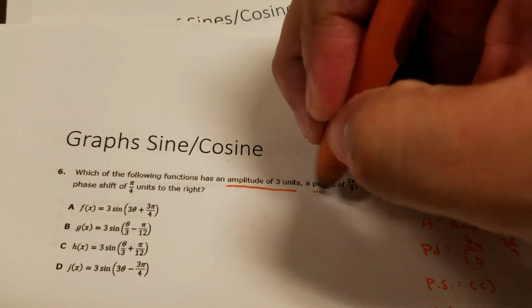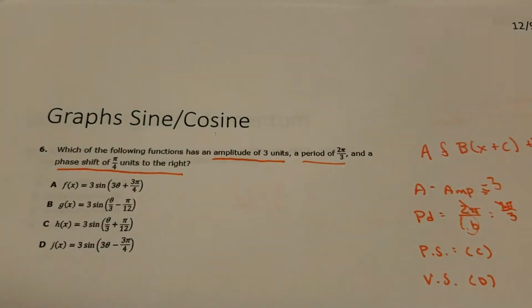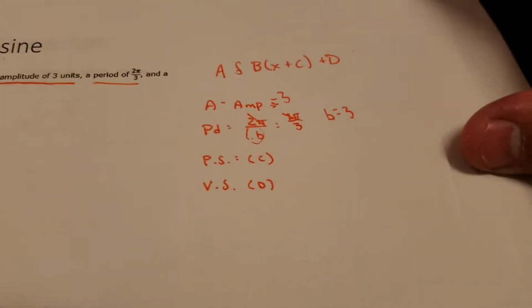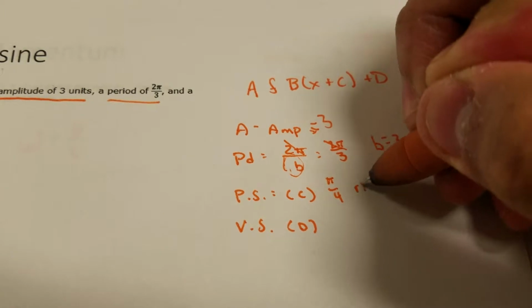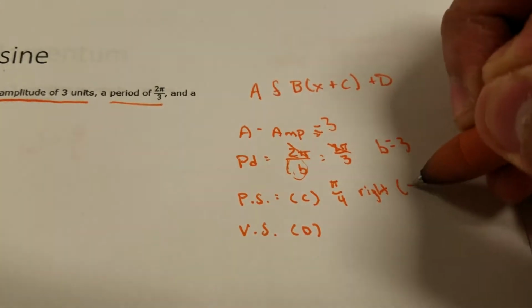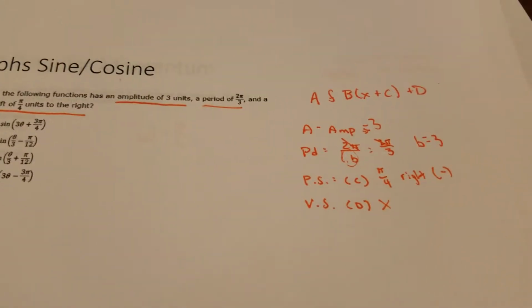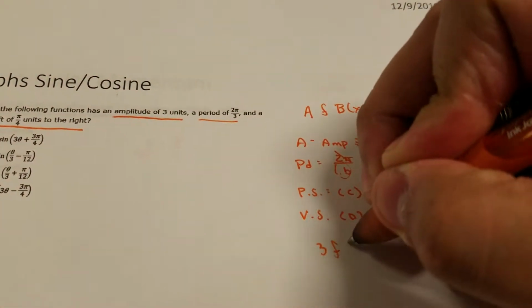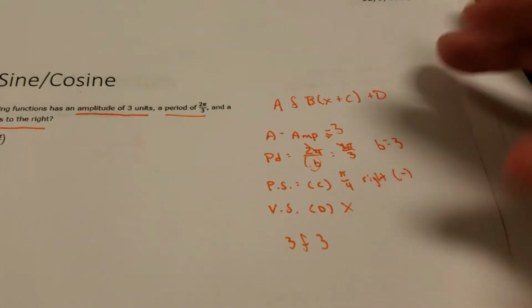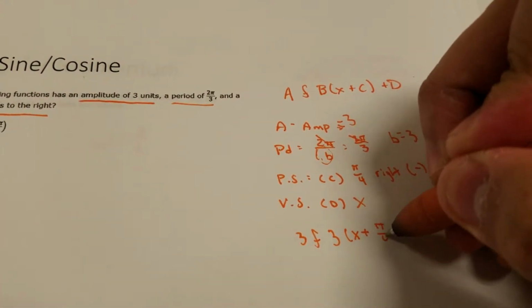Again, I use this info. The phase shift is pi over 4 units to the right, which means this is going to be a negative sign. It tells me nothing about vertical shift, so we're not going to use that. Using this equation, I know my a is 3, my b is also 3, and I have x minus pi over 4, right?